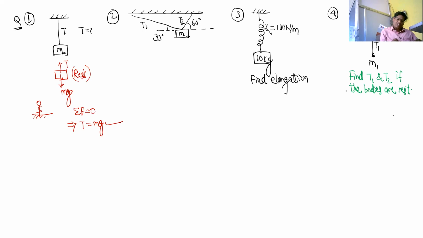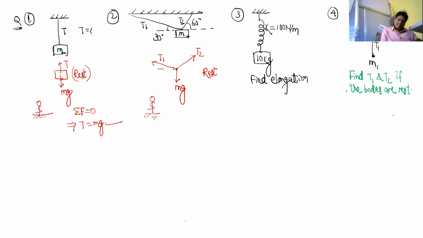Here again, the question is to find out T1 and T2. Whatever may be the question, I will follow the same steps. First, choose the system. So M is my system. I am looking from the ground. To me, this appears to be at rest. Then draw free body diagram. So here is mg, this side is T2, and this side is T1, and this angle is 30 degrees, and this angle is 60 degrees.